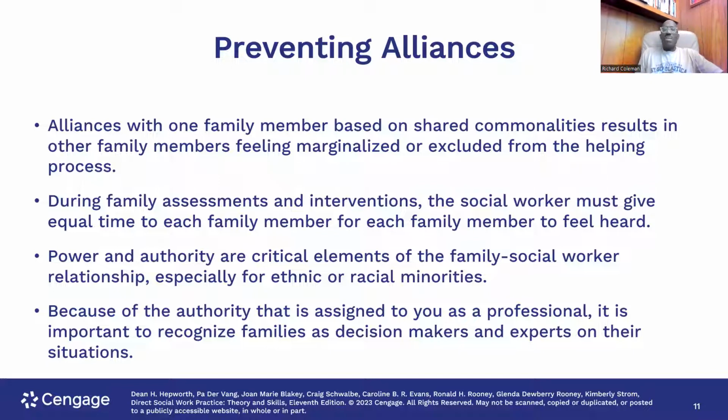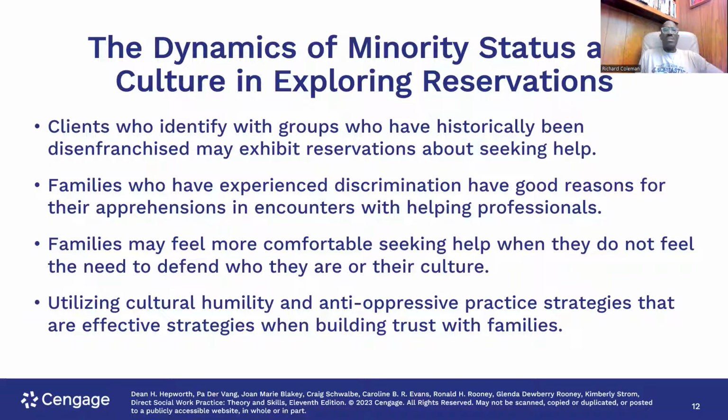So we have to make sure that everybody has some voice in being able to share in that process. Giving equal time, recognizing the power and authority in the family social worker relationship, especially with ethnic and racial minorities, is a very important thing to pay attention to, because authority is assigned to you as a professional. You need to recognize the importance of that aspect when it's coming from the family. So we don't want to have alliances formed. We want everybody to be free to be who they are, and that we're not doing any aligning. So making sure that we pay attention to those kinds of things.